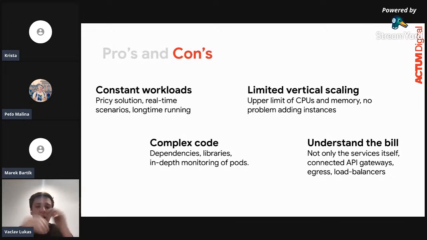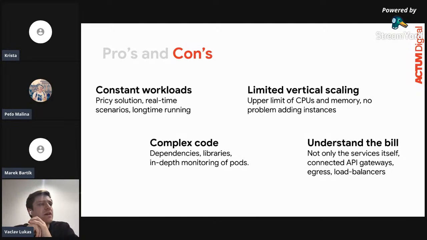And then again, if you have a complex code and a lot of dependencies, libraries, or you're in need of in-depth monitoring, then you might look again for another tool, or perhaps some serverless tool that is solely focused on that, but probably another solution altogether. Because with serverless, you are paying exactly for not dealing with the management of the service and in-depth monitoring and pod handling and stuff like that.